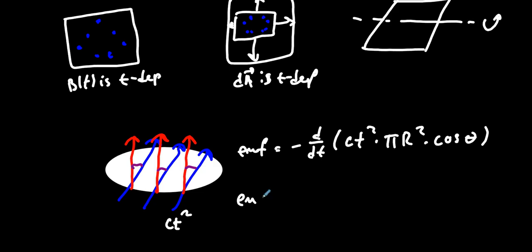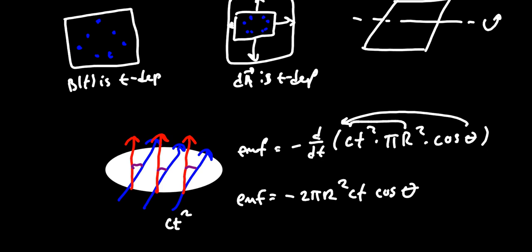So our EMF is going to equal negative 2 pi r squared CT cosine theta. Because cosine can go out, pi r squared can go out, and then we just are left with negative pi r squared CT times cosine theta after we take the derivative. So here is the angled version of what we just did.